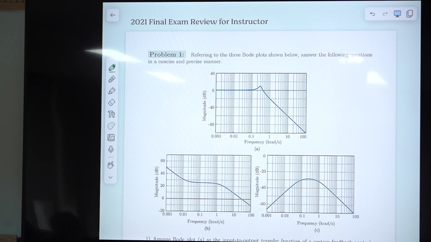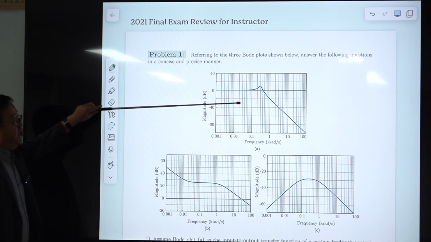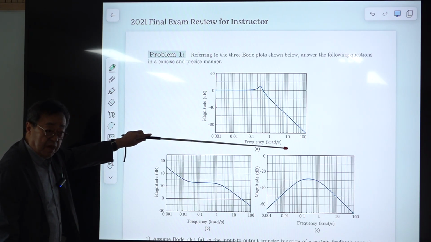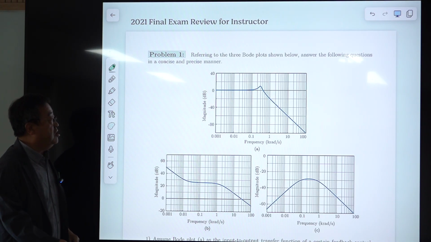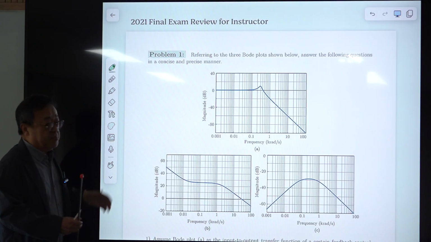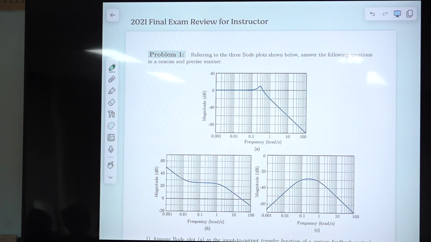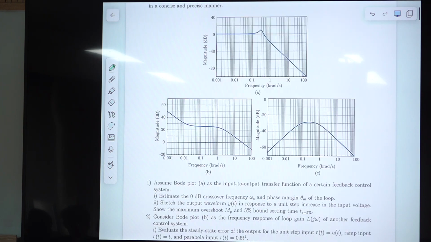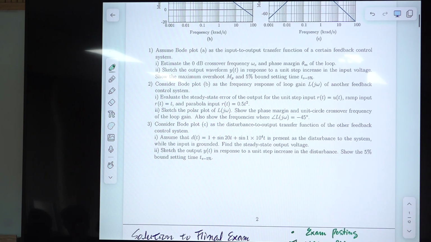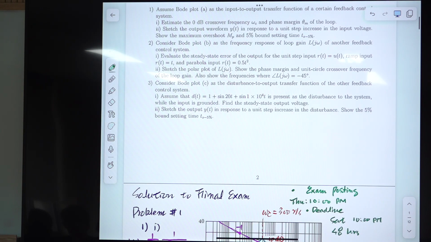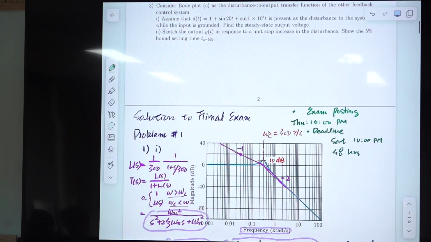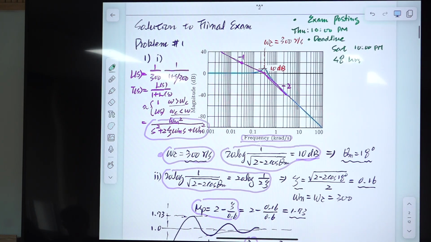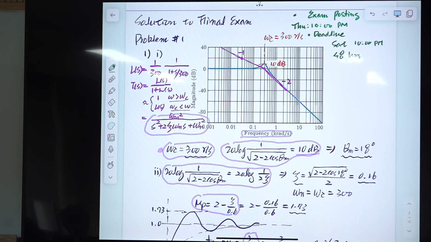The first one is the input to output transfer function of the sample feedback system. And from this, problem number 1 asks for the crossover frequency and phase margin of the loop gain. Problem number 2 is to sketch the output waveform in response to a unit step increase in the input voltage, and so on.